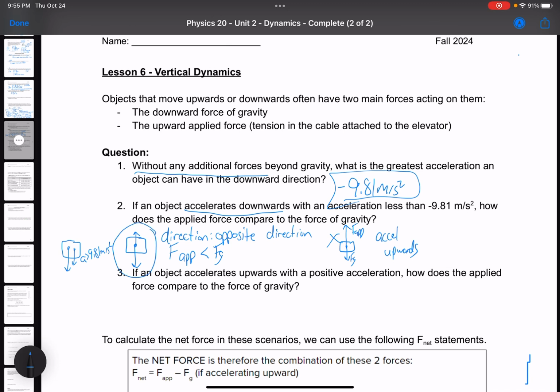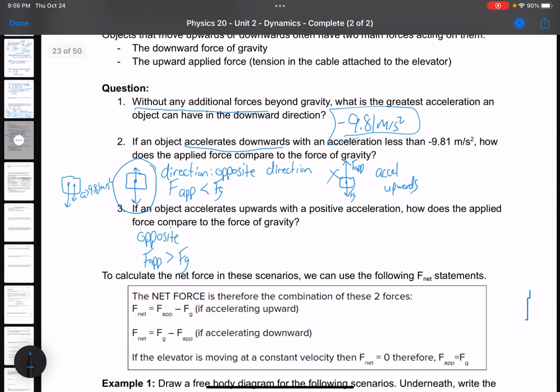If an object accelerates upwards with a positive acceleration, how does the applied force compare to the force of gravity? Well, again, we see that it would be opposite direction. Okay, and this time the force applied must be greater than the force of gravity. It's going to have at least as much force as gravity to cancel that out and then some extra to result in this thing accelerating in the upwards direction. So my free body diagram for this one would look as such, where my upwards force is larger than my downwards one.